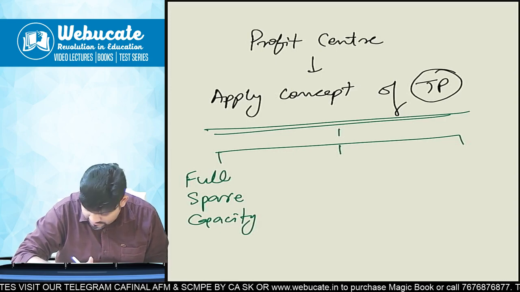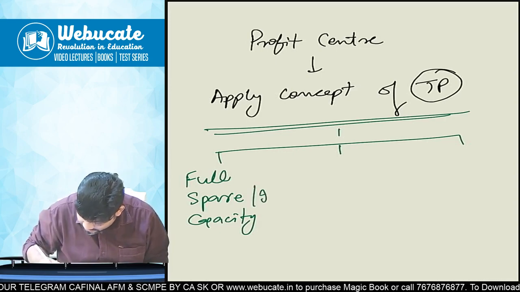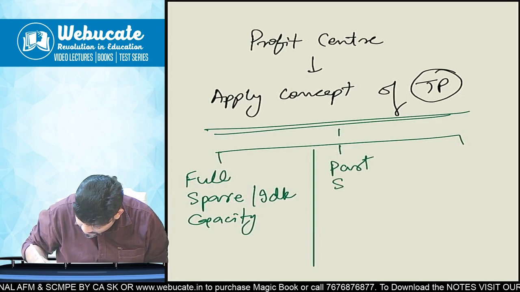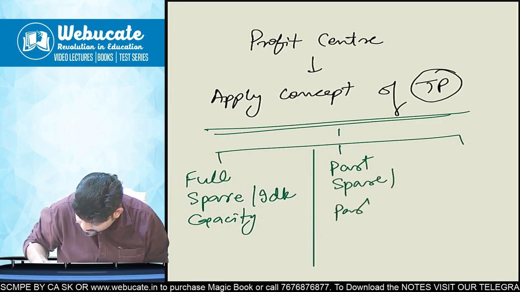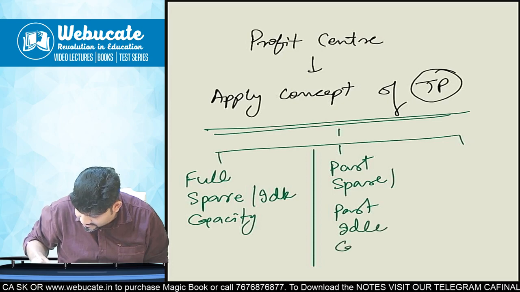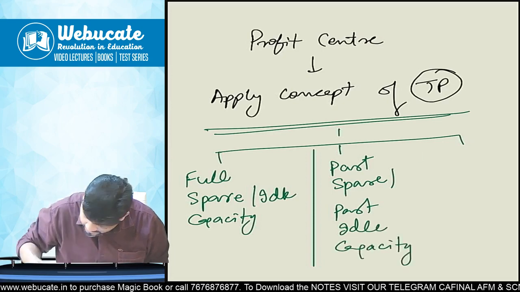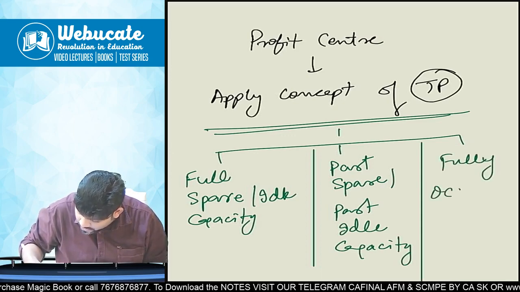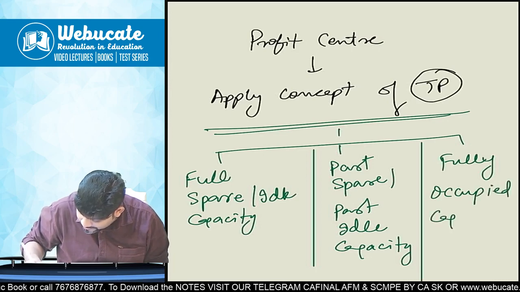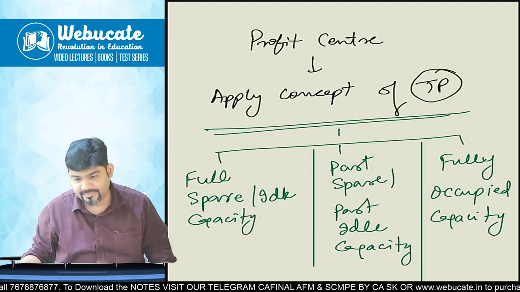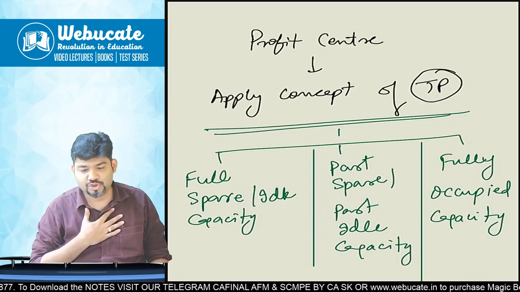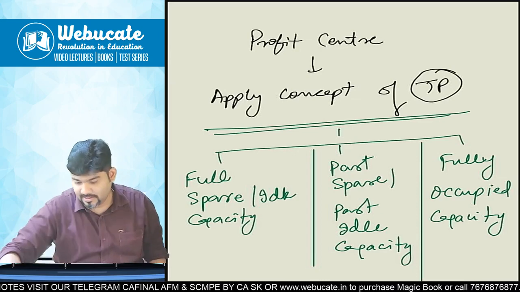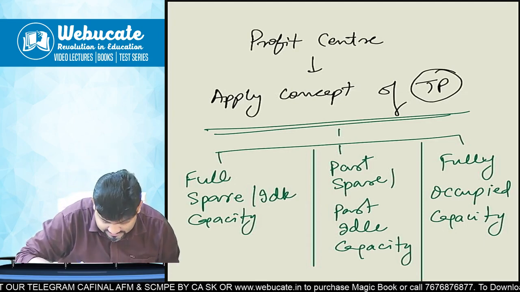Second case, part idle capacity. And the third case, fully occupied capacity. So these are the three concepts that we should know and apply. If these things are done, then you can say your transfer pricing is done. Let's start. First case, case one.